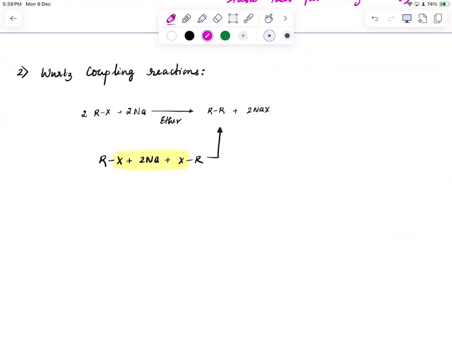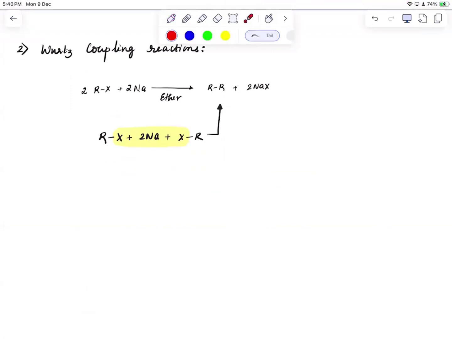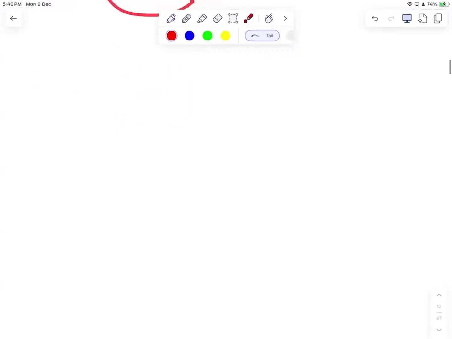How does this Wood's reaction work? Let's see. Suppose I take 2 moles of alkyl halides and react them with sodium, then these will get coupled. Alkyl groups will get coupled and NaX will form. It should be done in the presence of ether. Okay. And the shortcut to check the overall reaction is that you can see removal of NaX and joining of these two. Okay. That's how it works.